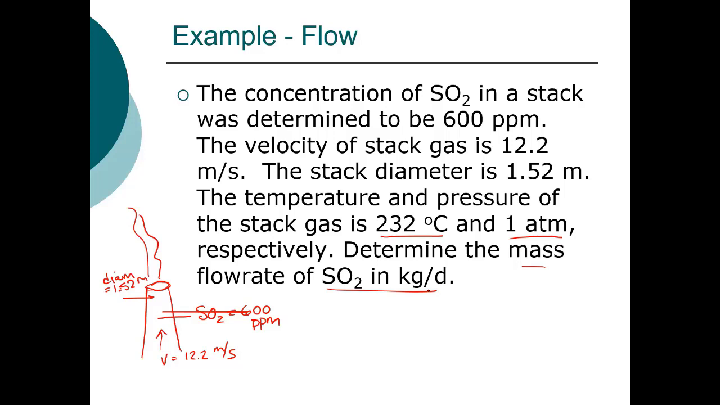So the first thing we need to think about: you're given a concentration, a velocity, and a diameter, and you're asked to calculate the mass flow rate. In order to do that, what information do I need? Density of the gas. For the density, I'll use PV equals nRT. What else do I need? The volumetric flow rate. Exactly, I need a volumetric flow rate.